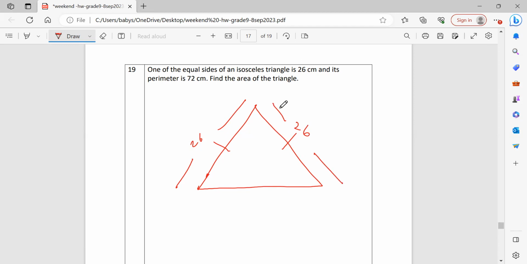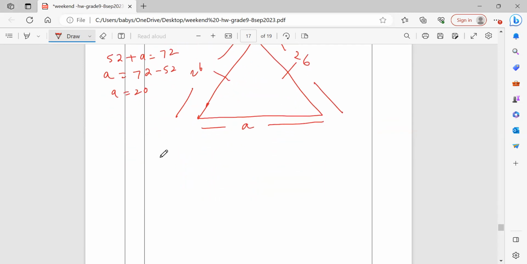Find the area. So perimeter is 72 means let the third side be some A. I don't know the value. So 26 plus 26 plus A is equal to 72, or 52 plus A is equal to 72. So A will be equal to 72 minus 52, so A will be equal to 20. So now you have an isosceles triangle where this is 26, this is 26 and this is 20.